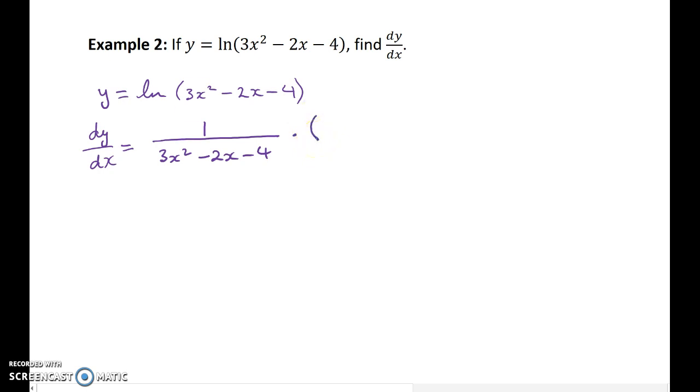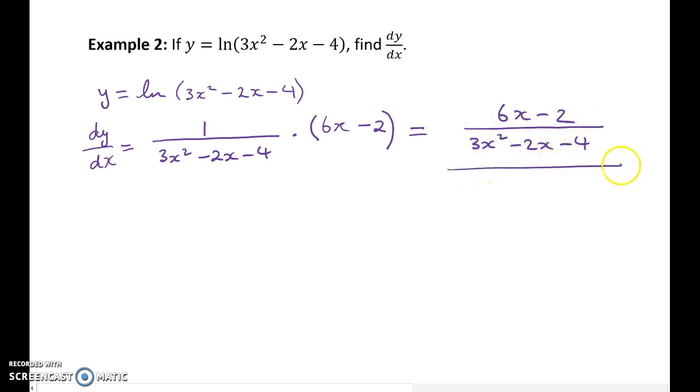So now differentiate 3x squared gives you 6x. Differentiate minus 2x is just minus 2. And differentiate minus 4, well, that's going to become 0. So your answer is 6x minus 2 over 3x squared minus 2x minus 4. And that's the answer. Okay, that's that problem done.